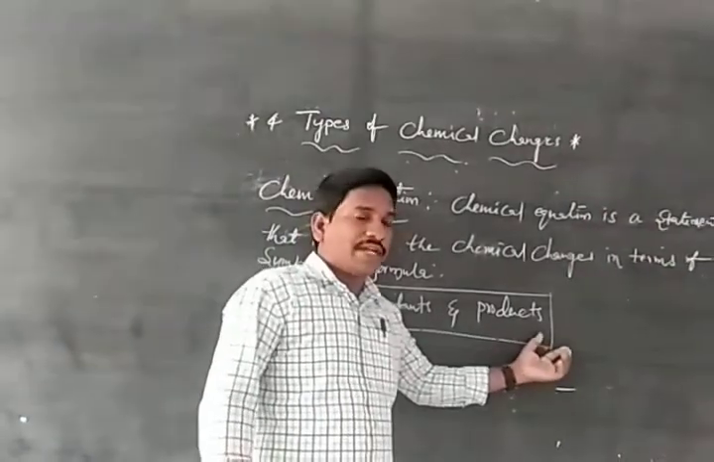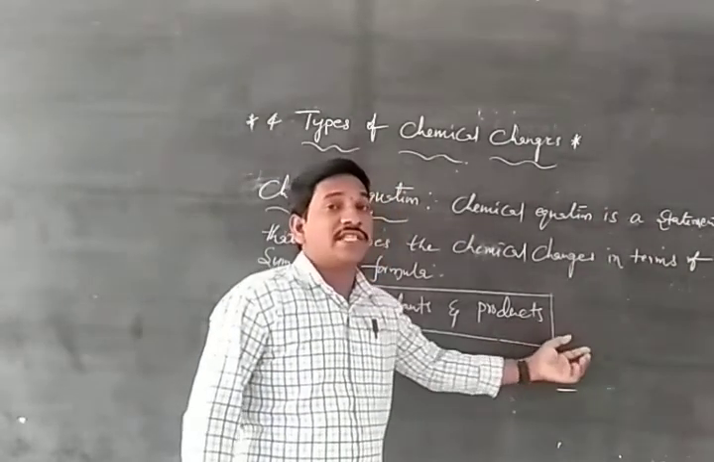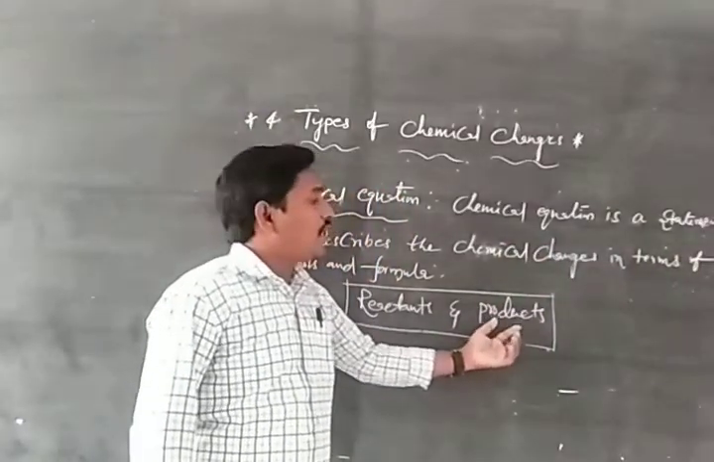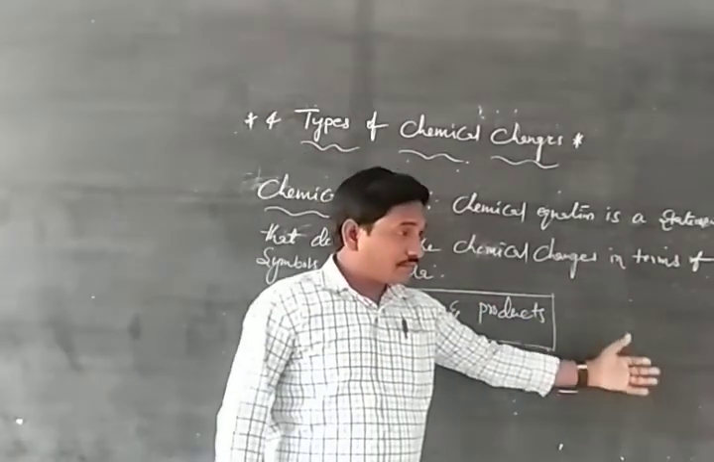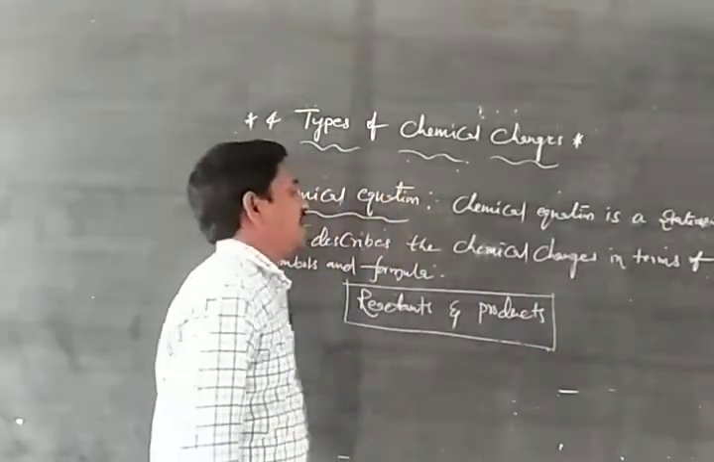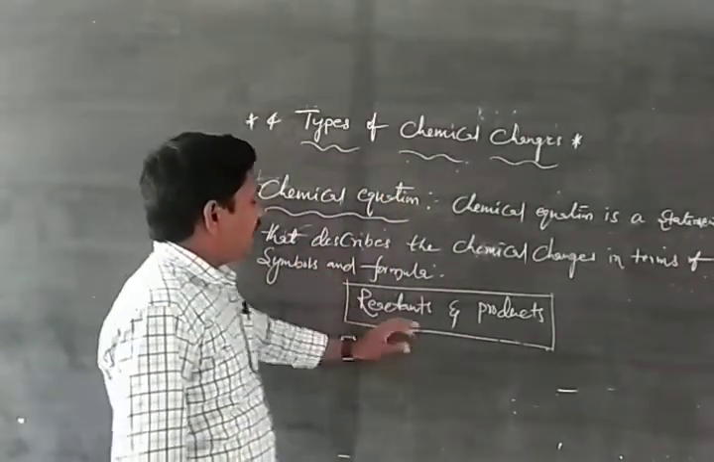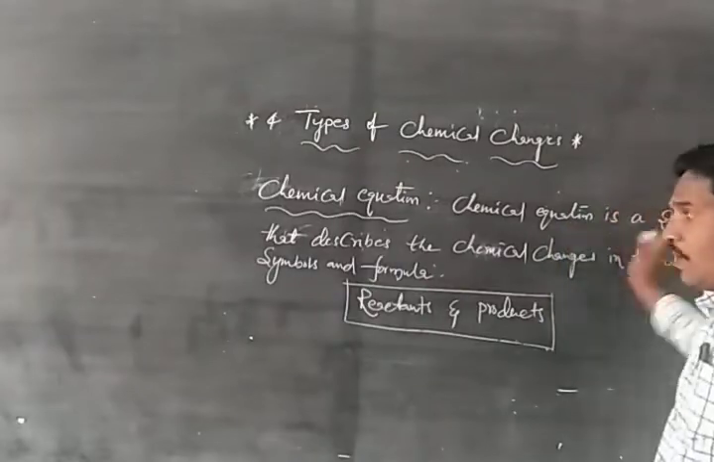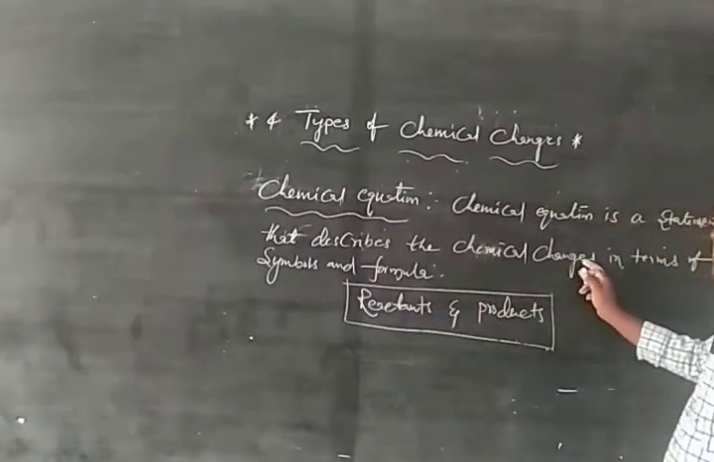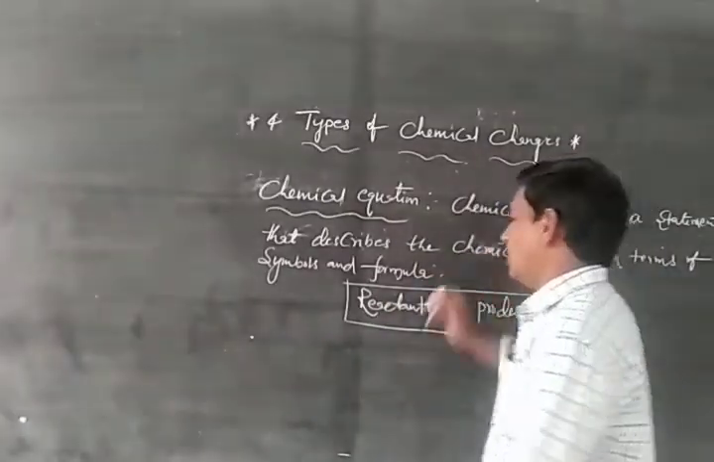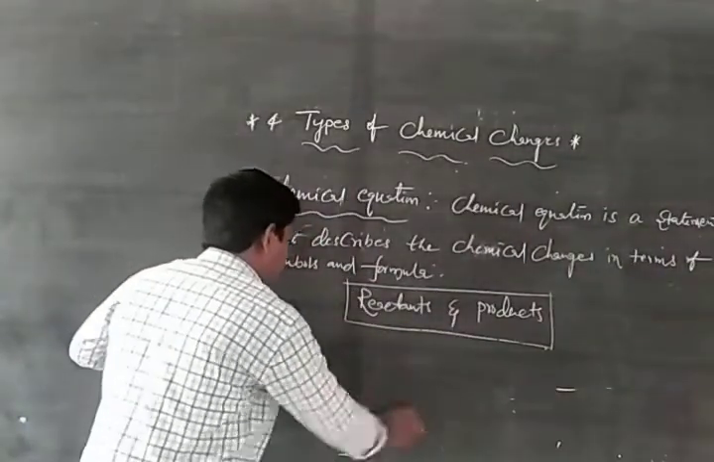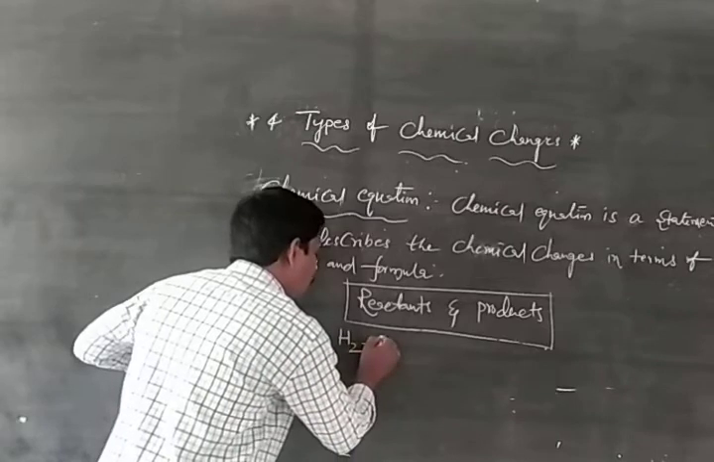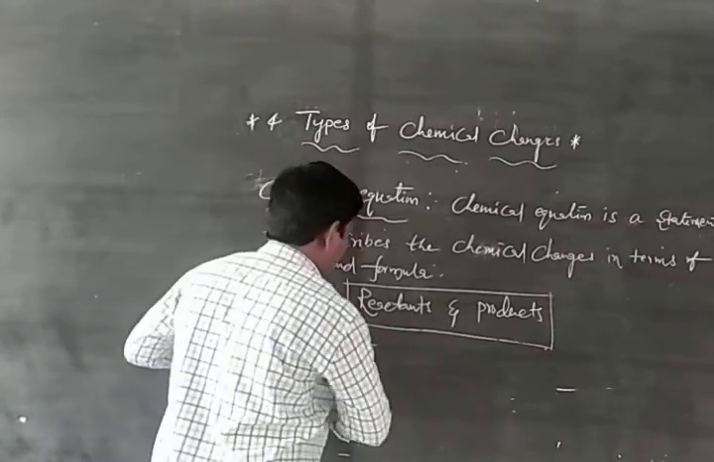What is meant by products? The substance formed as a result of a chemical reaction is called products, and products are always written on the right side of the equation. So we should learn about reactants and products. For example, H2 plus O2.